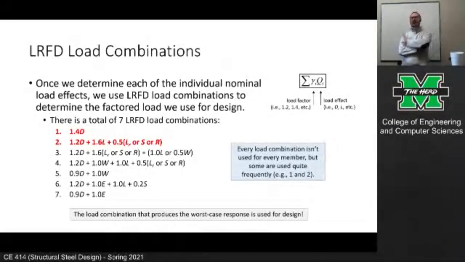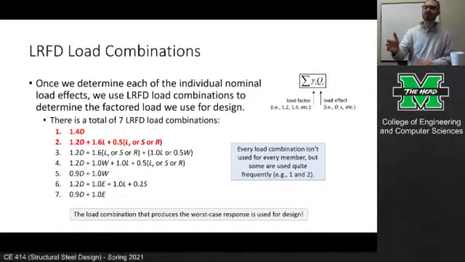Let me ask it this way. Think about the design life of a structure from beginning to end. When does a structure only experience dead load?